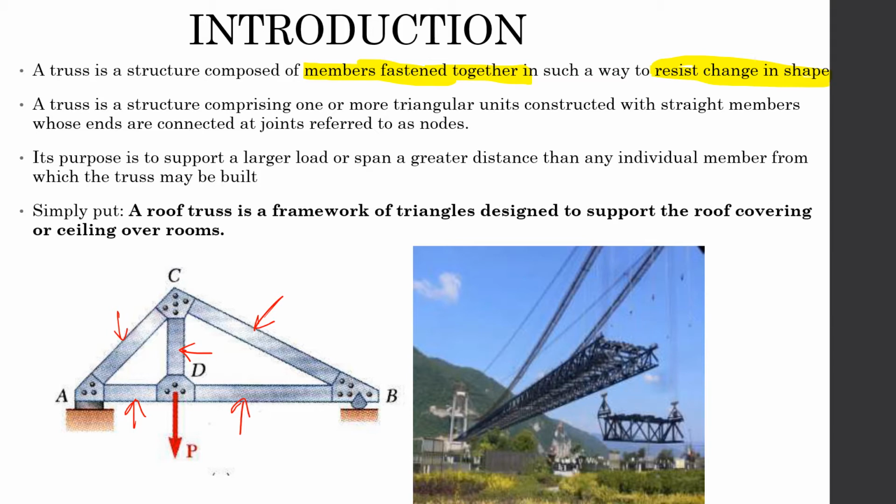So a truss is a structure comprising one or more triangular units constructed with straight members whose ends are connected at joints referred to as nodes. As per that definition, this is a node. All these places where the connections are happening are nodes, and these are the members which are being joined. And all of them are creating triangular units. So this, as you can see, is a triangle, and so is this. That is one thing which is going to be common in all the trusses.